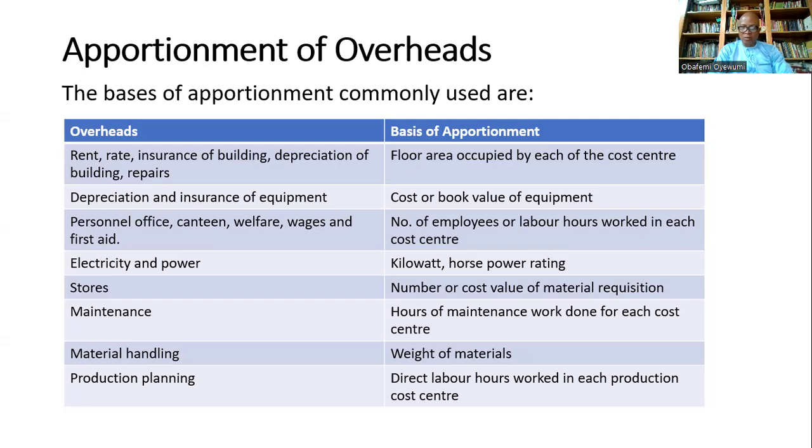Depreciation and insurance of equipment, whichever equipment is being used in all the different cost centers. We are also going to share the depreciation charged on those equipment, and the basis will be the cost or the book value of the equipment. Personnel, office, canteen, welfare, wages and expenses will be shared according to the number of employees or labor hours worked in each cost center. Electricity and stores are also shared appropriately.